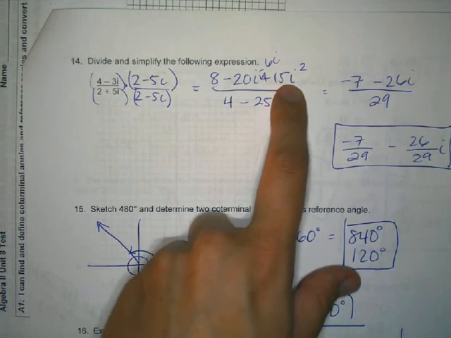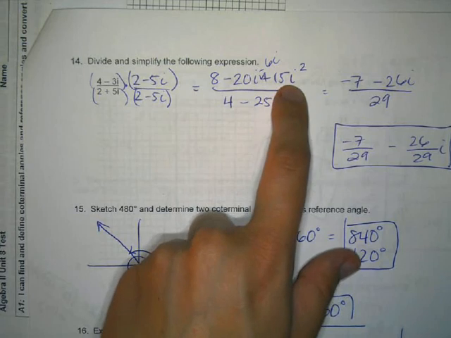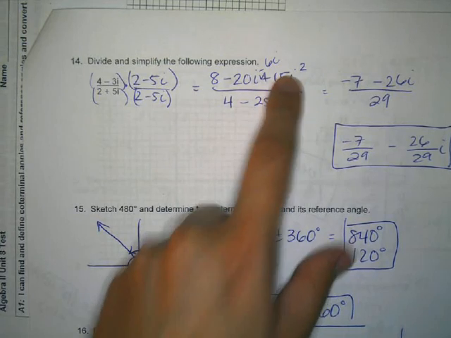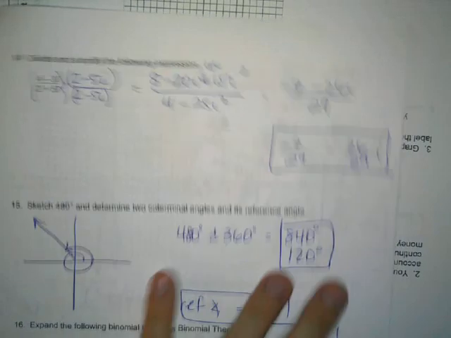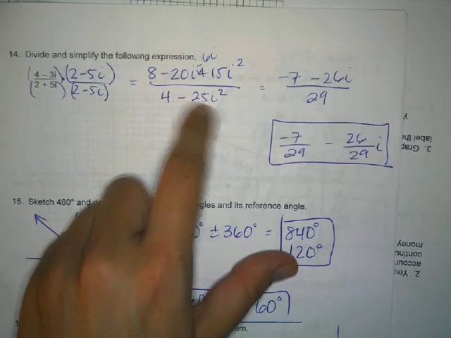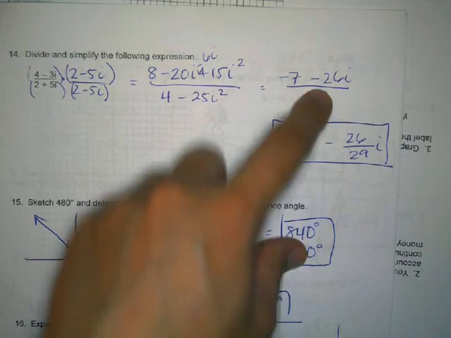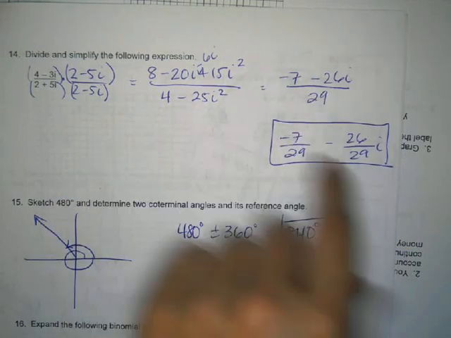Keep in mind that i squared is actually equal to negative 1. So this becomes a negative 15 plus an 8. That's where I get this negative 7. And then on the bottom, this becomes positive 25. So 4 plus 25 gives me 29. And then you can, if you want to, split it up into two separate fractions.